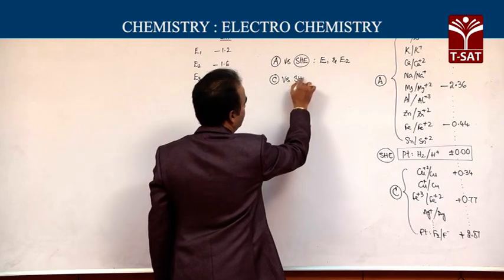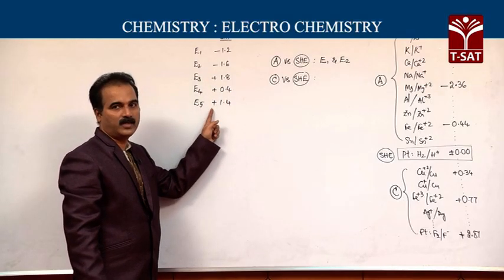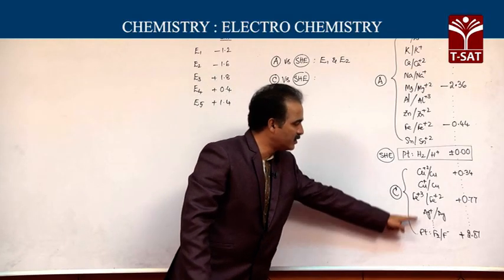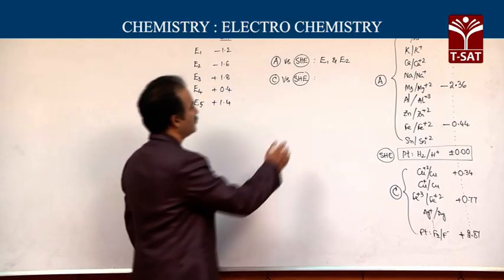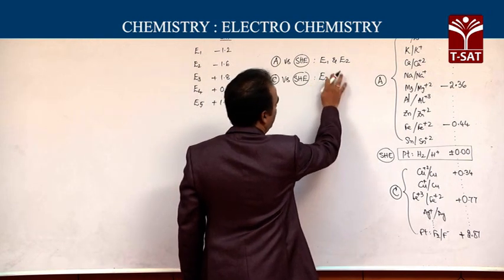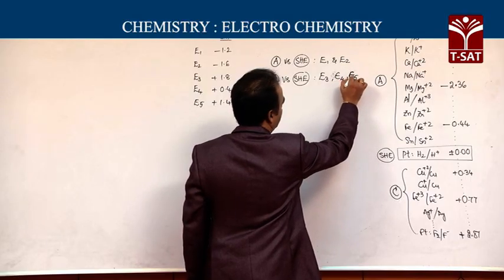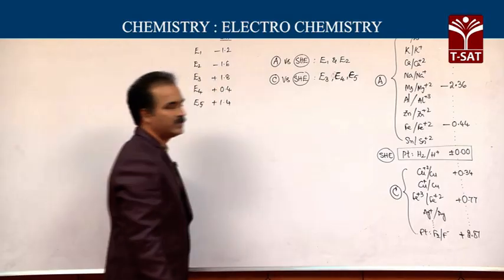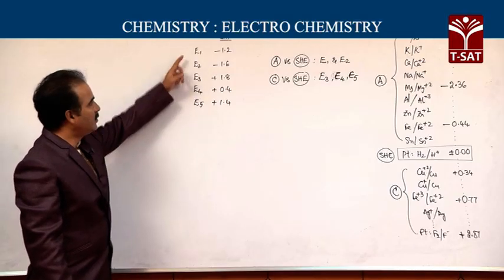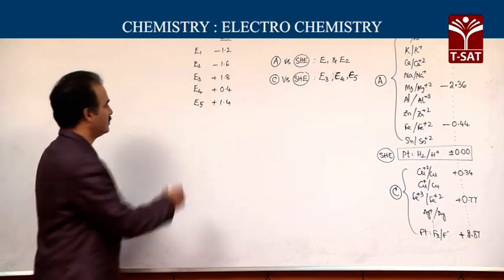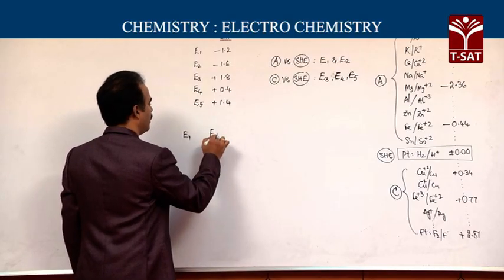And which will act as cathode against SHE? To act as cathode against SHE, they should have positive reduction potentials. So, which will have positive reduction potentials? E3, E4 and E5. All these E3, E4 and E5 will act as cathodes against SHE. Now the question is, suppose any two electrodes are combined, you will get a cell, an electrochemical cell. Let us say I have connected E1 and E5.